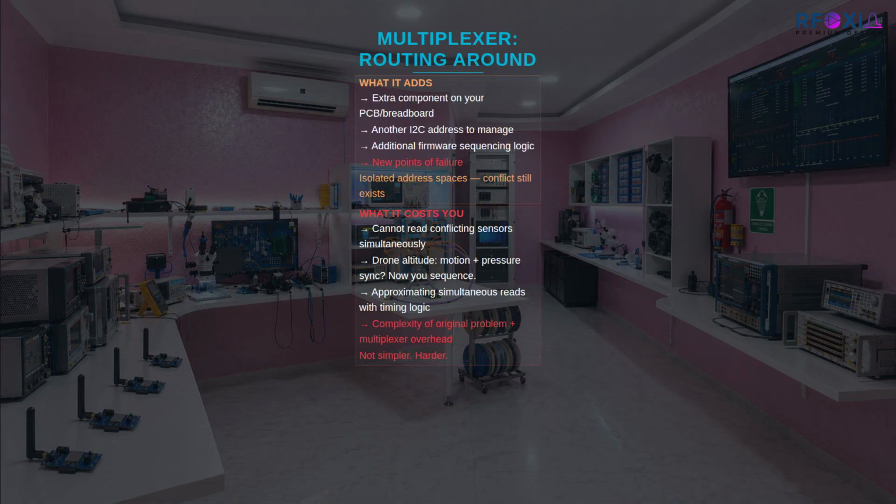I want to be precise about what the multiplexer approach is doing. It is not solving the address conflict, it is routing around it. The conflict still exists. You are just making sure the conflicting devices are never active on the bus at the same time, which means you also cannot read them at the same time. If you need synchronized data across sensors, motion and pressure simultaneously, for example, for a drone altitude controller, you are now managing timing and sequencing between bus segments to approximate the simultaneous read you needed. This is not simpler. This is the complexity of the original problem plus the complexity of managing the multiplexer.